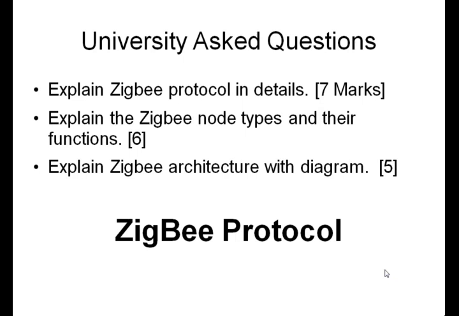Now these are some questions on the ZigBee protocol. Explain the ZigBee protocol in detail for 7 marks was asked. Explain ZigBee node types and their functions. The question was on node types. And one more question is: explain ZigBee architecture with diagram. So we are going to find their answers and also study the ZigBee protocol.